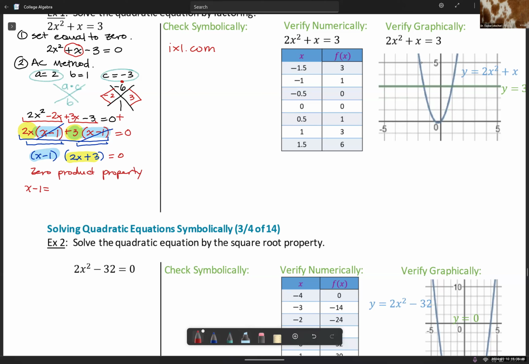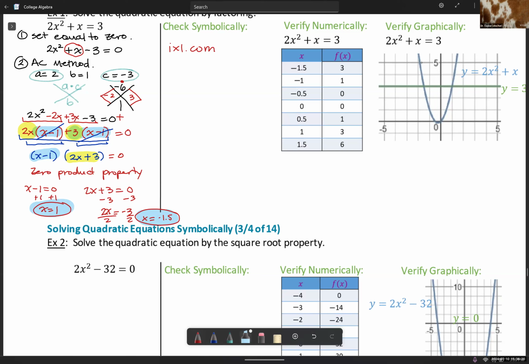Take this and set it equal to 0. Take this and set it equal to 0. So if x is 1, this thing will be 0. If x is negative 1.5, this thing is 0. So my solutions are x equal negative 1.5 and x equal 1. This is called factoring.